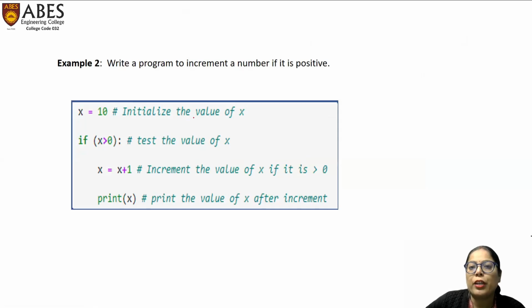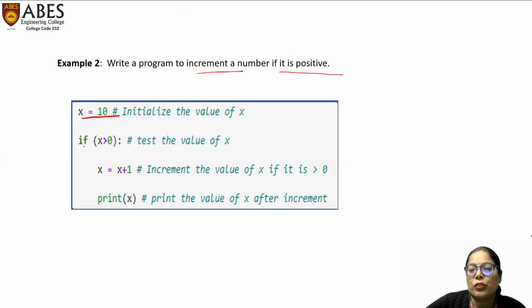You have to write a program to increment a number if it is positive. It means if the number is positive, then you have to increment it. Positive means the number is greater than 0, then you have to increase it by 1. Now, how will we do this? With the help of the if statement. Initially, we have initialized the number x equals to 10. And of course, it is a positive number.